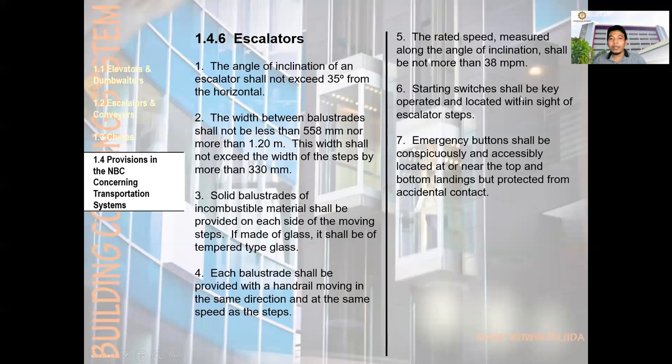And then number six, starting switches shall be key operated and located within sight of the escalator steps. So normally, we see key-operated escalators. Okay, and then number seven, emergency buttons shall be conspicuously and accessibly located at or near the top or bottom landings, but protected from accidental contact. So normally, in our escalators, they have emergency stop buttons.